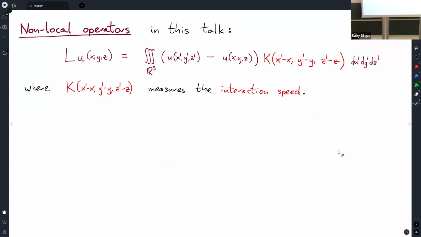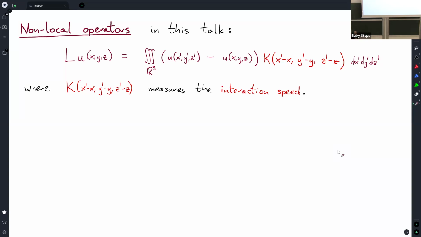And there are various types of non-local operators. In this talk, I would like to focus on a particular class, which is sometimes called Levy operators. And they are particularly simple and in some sense easy to handle, yet they still lead to interesting and sometimes very challenging problems. So what is a non-local operator in this talk?